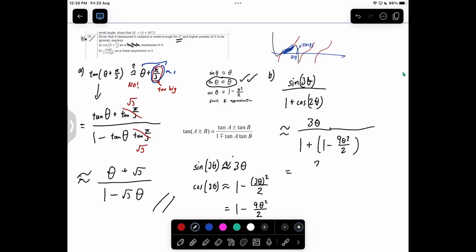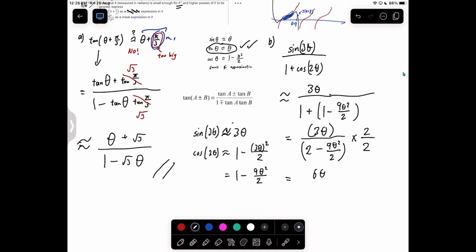Then simplifying, I end up with 1 plus 1 is 2, minus 9 theta square over 2. You can multiply 2 over 2, then you end up with 6 theta on top, 2 times 2 is 4, minus 9 theta squared, because the 2 cancels away. Is that okay? Yeah.